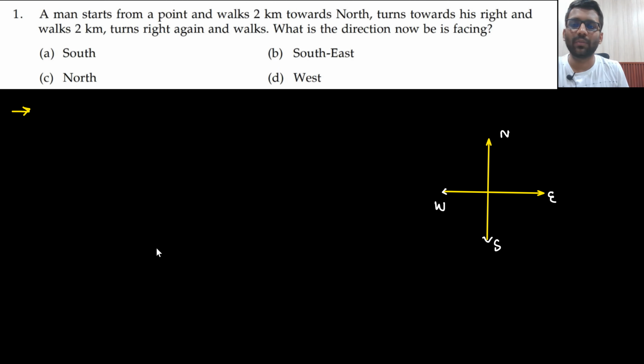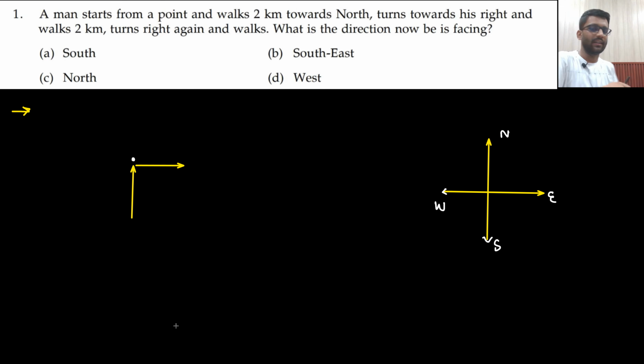So a man starts from a point and walks 2 kilometers towards north. Then he turns towards his right. So here you are standing, okay? Now you need to turn right. Which will be right? This will be right. So he goes and then turns right, this way he turns. Now he turns this way and walks towards his right for 2 kilometers.